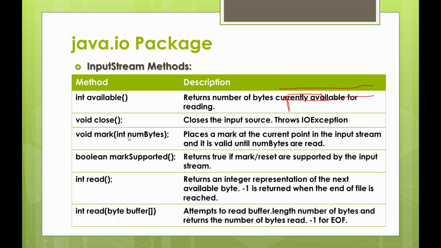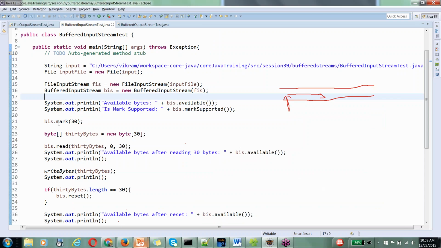Here we have a particular method called mark, and this mark sets a marker at the current location, whichever byte you are reading at that point. That marker will be valid until the number of bytes you specify here. That means before using your mark and reset methods, you have to check whether a particular stream supports mark and reset. That is done using this particular method.